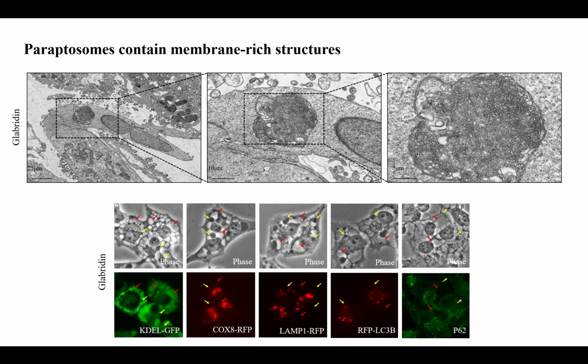We next used electron microscopy to examine the ultrastructure of paraptosomes. These structures contained densely packed, membrane-rich materials arranged in a complex network. Combined with organelle marker analysis, these results suggest that paraptosomes are distinct from conventional mitochondria, lysosomes, or autophagosomes.